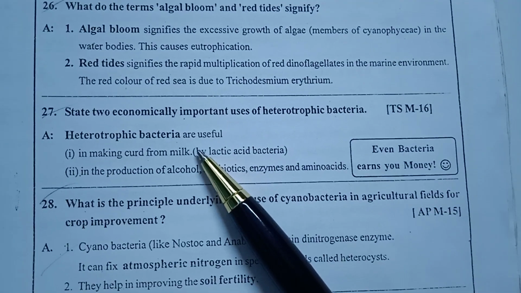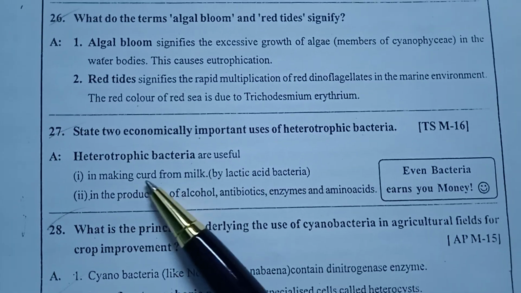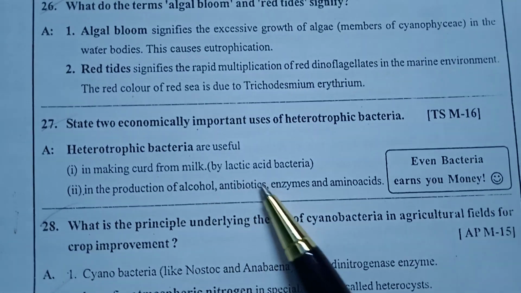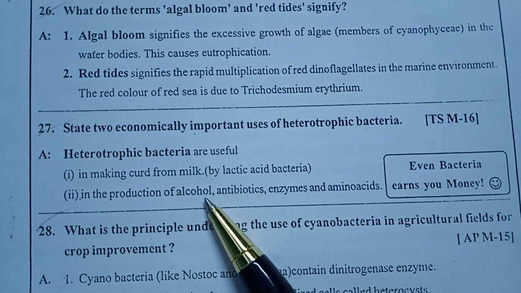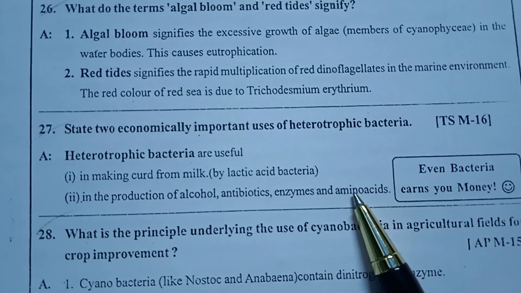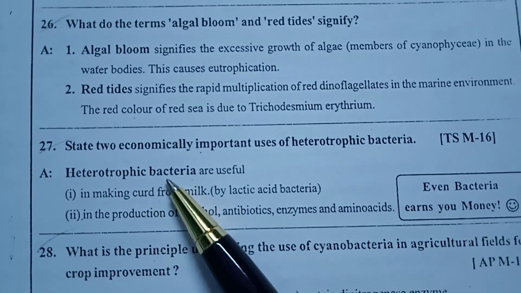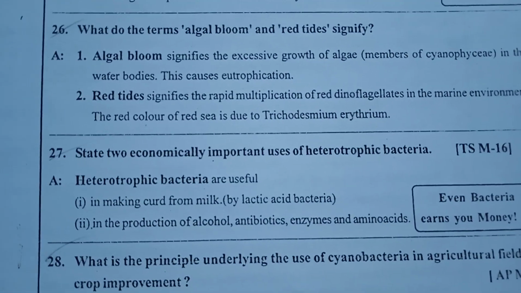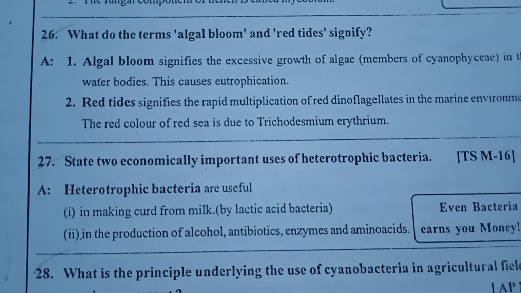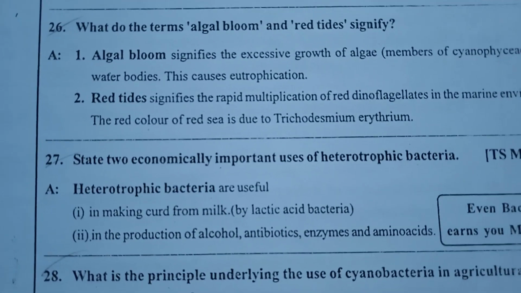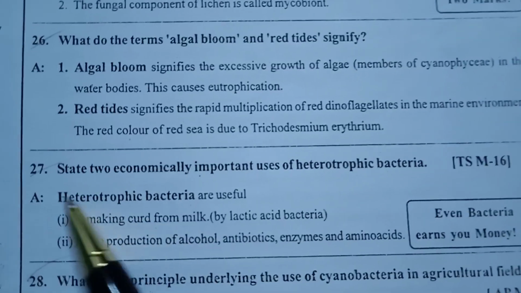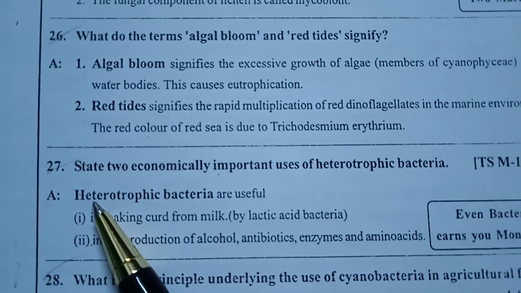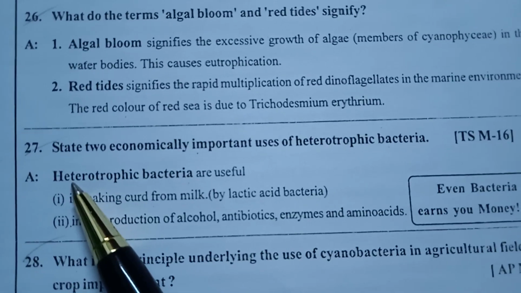State two economically important uses of heterotrophic bacteria. Heterotrophic bacteria are useful in making curd from milk by lactic acid bacteria, and in the production of alcohol, antibiotics, enzymes, and amino acids. Hetero means a bacteria which depends on other organisms for their food. Have you understood? It doesn't prepare its own food.